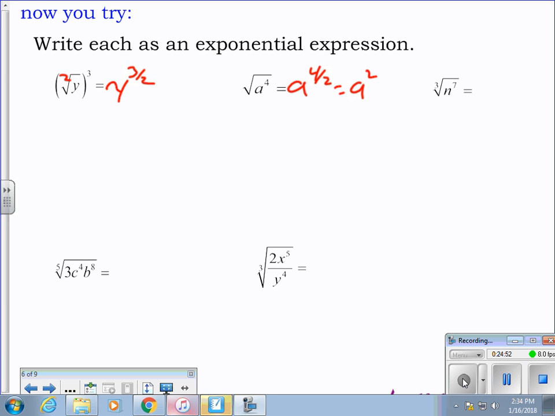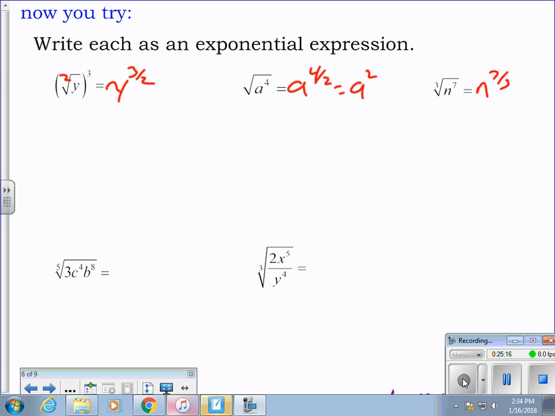But that's kind of what we were doing when we were simplifying our radicals. With the variables, what did we do? We divided by whatever the power was. That's what I just did. That's why the square root of a to the fourth is actually a squared. We're simplifying the fractions. Okay? So I do the same thing here. N to the 7/3. Okay?